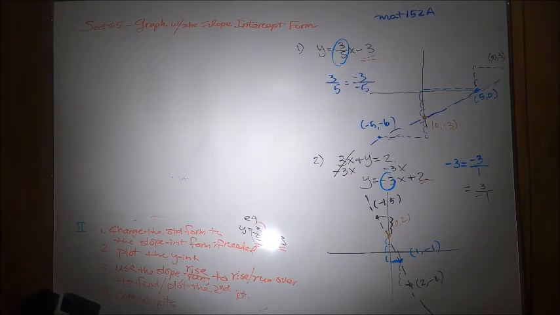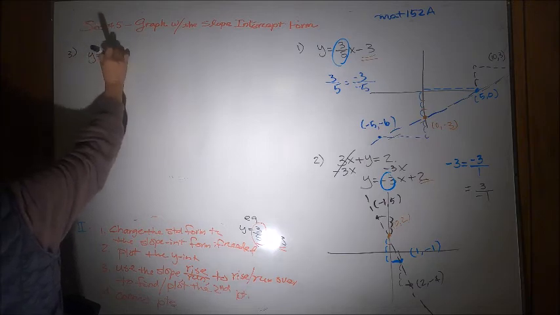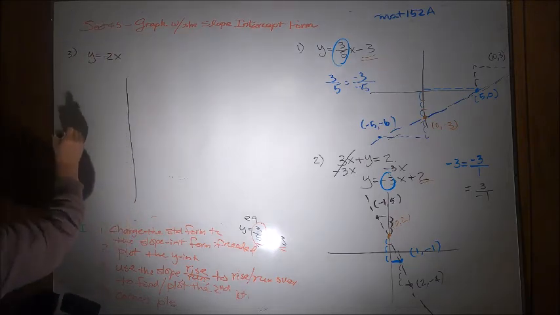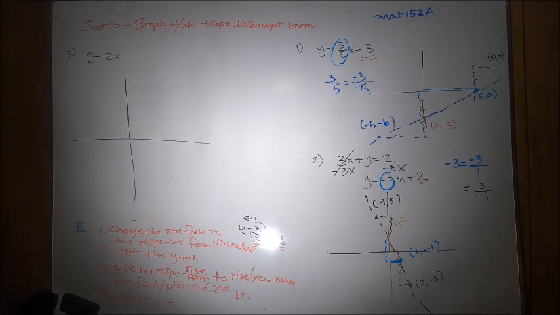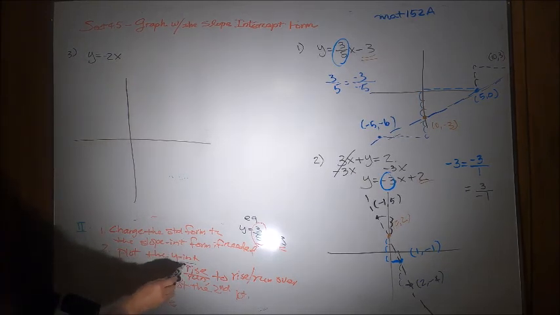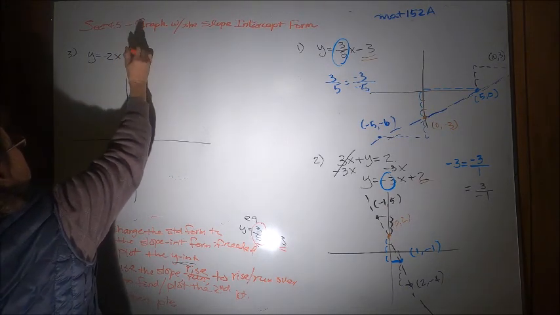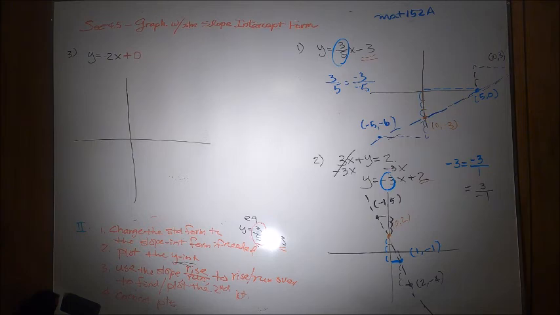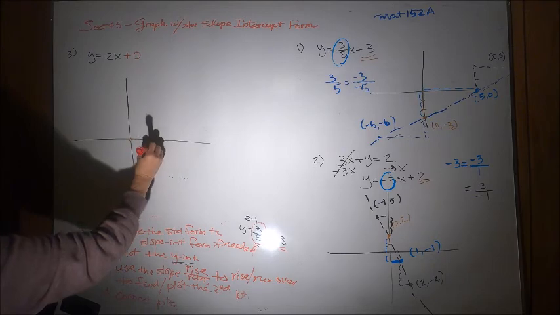Okay. So let's see next one. Next one we have is y equals -2x, right? So do we have slope-intercept form? Y equals mx plus b, right? But there is no b for the y-intercept. What do you think? Is this the same? So your first point is where? 0, 0.